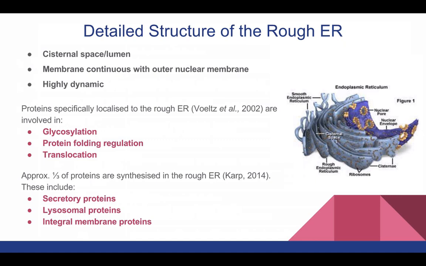Approximately 1/3 of all proteins encoded by the mammalian genome are synthesized at the rough endoplasmic reticulum. These proteins include secretory proteins, lysosomal proteins, and integral membrane proteins, which reside in both the membranes of cells and the membranes of other organelles.